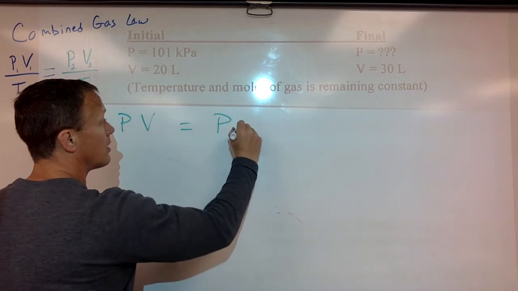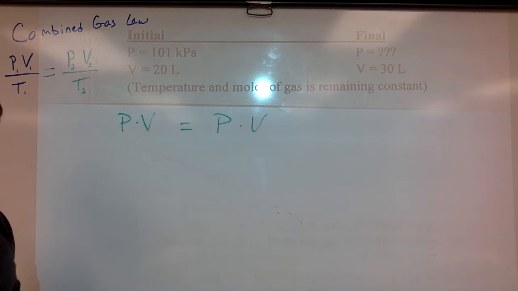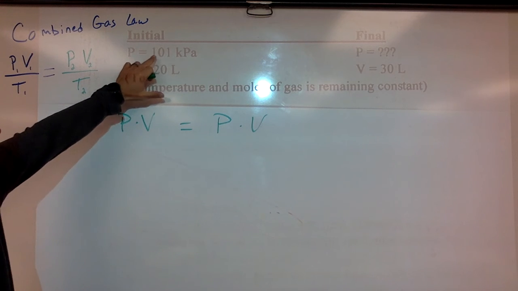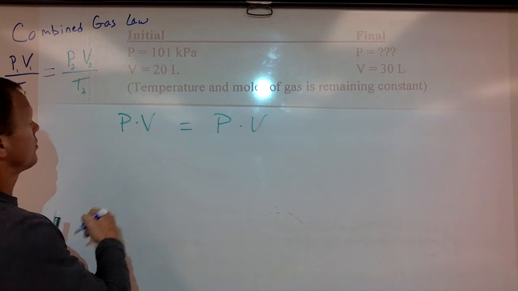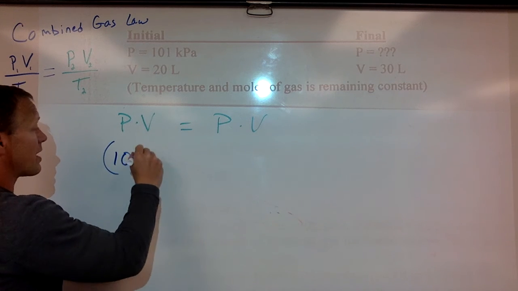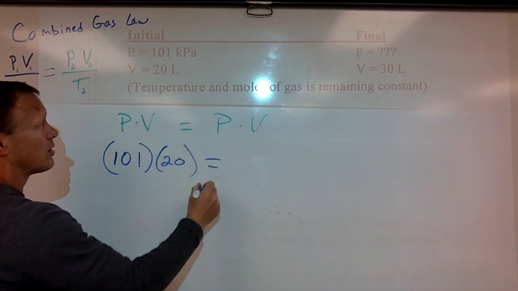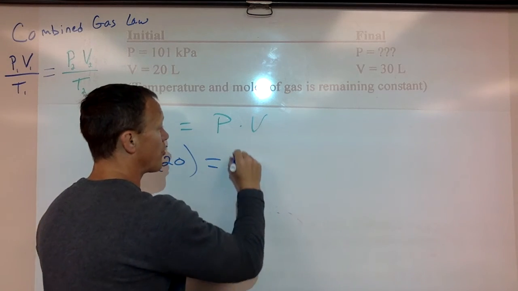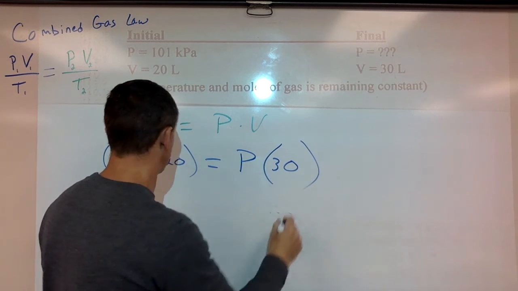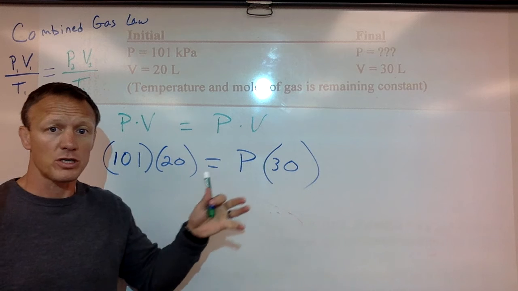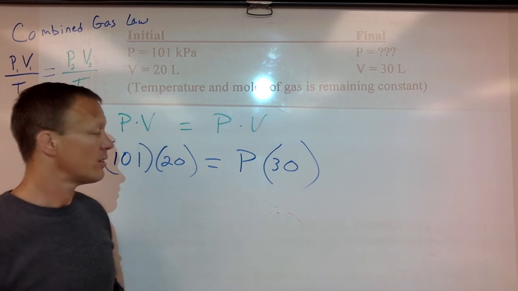P times V equals P times V. So we have a gas at this number of kilopascals, which is basically pressure at sea level. So we have a gas at 101 kilopascals, and the volume is 20 liters. What pressure will the gas have if it's at 30 liters? Well, if a gas spreads out, it now has less pressure. That pressure had to go down a little bit for it to spread out.